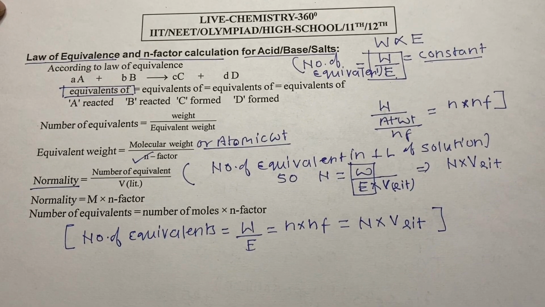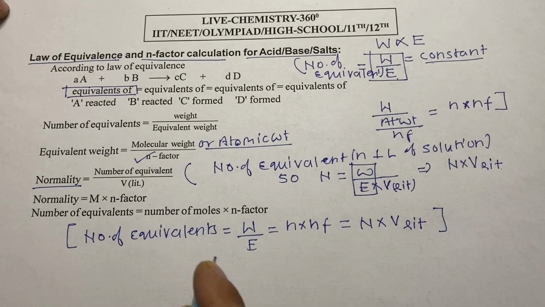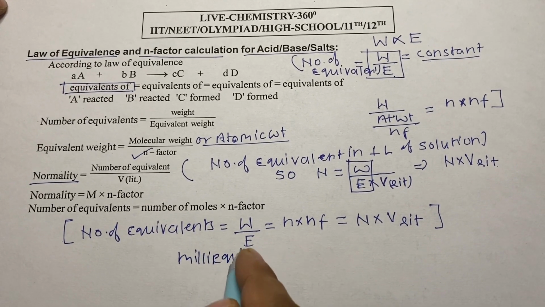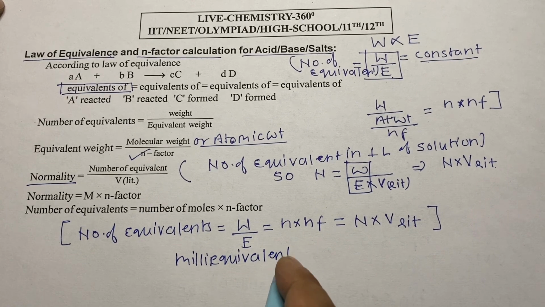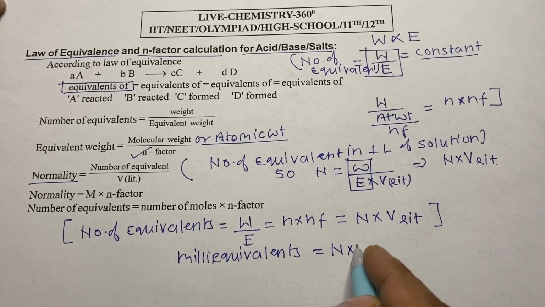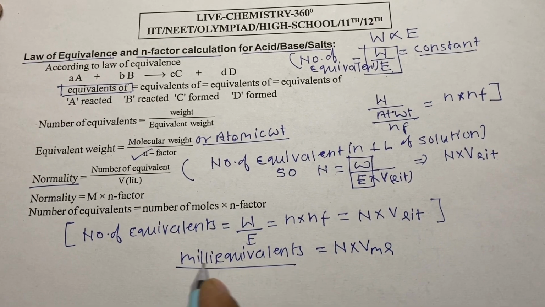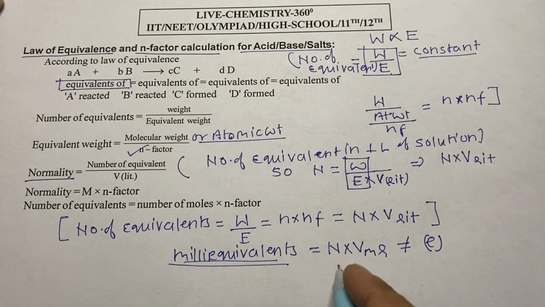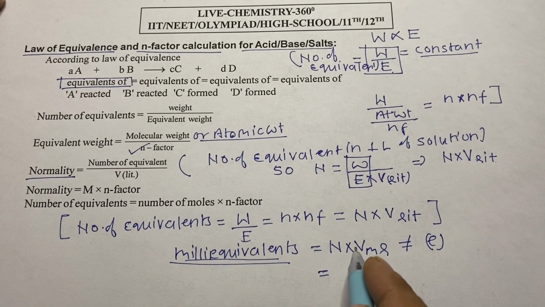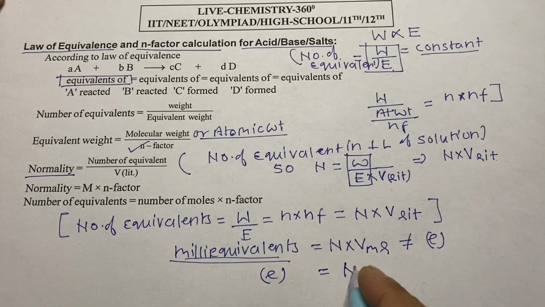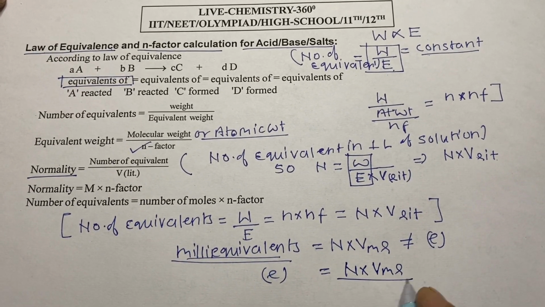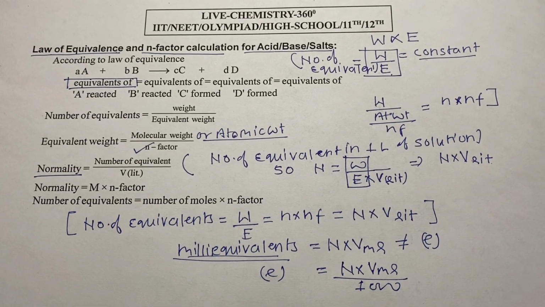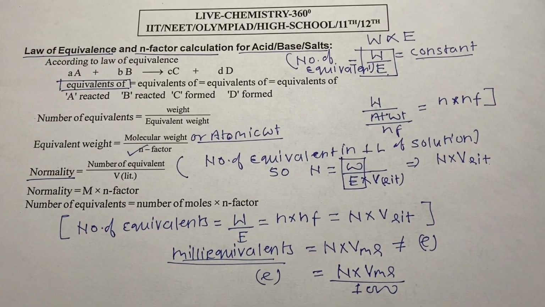Students are advised to be careful about equivalents and milli-equivalents. If volume is provided in ml, then n into v ml will represent the milli-equivalents. So this n into v ml is not equal to equivalent. Milli-equivalent will be given as n into v ml. So equivalent will be equal to n into v ml divided by 1000.